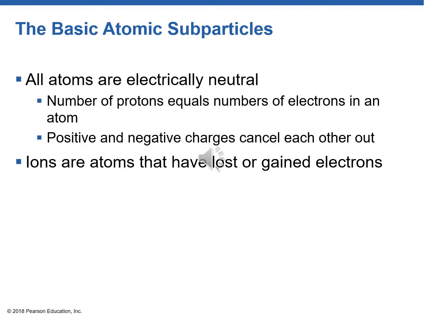Atoms are neutral because the number of protons equals the number of electrons, and their charges cancel each other out. Ions, on the other hand, are atoms that have lost or gained electrons. Therefore, they either have a positive or negative charge.